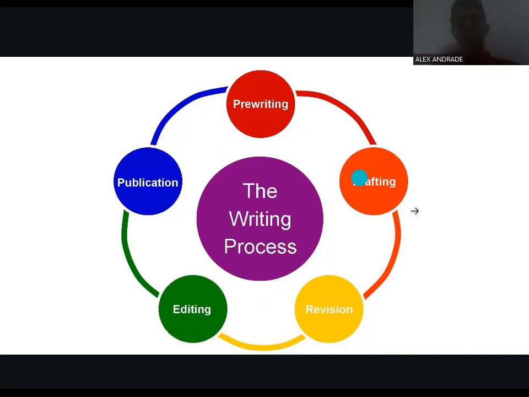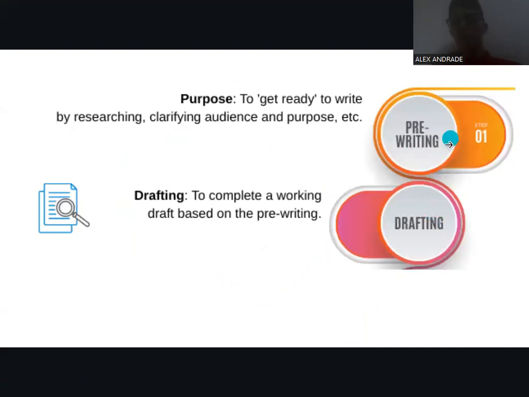So in this case, it is really important to know that the first step, pre-writing, is the purpose, okay? It is why I'm going to write. So here you get ready, you're researching, looking on internet, you clarify your audience and the purpose. So, what does that mean? Investigar, clarificar la audiencia, para quién va dirigido, y el propósito. Listo? Three things that we are going to do in the pre-writing part.